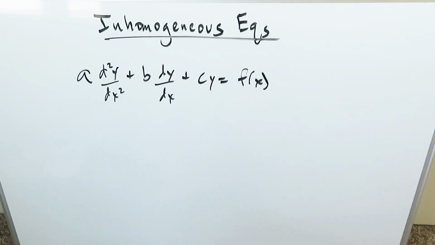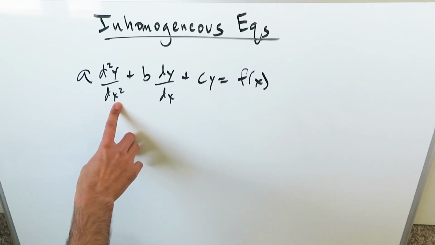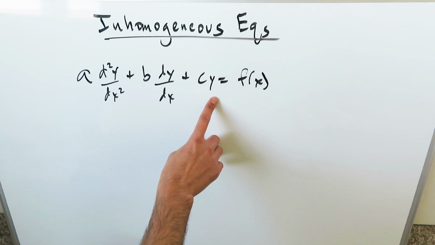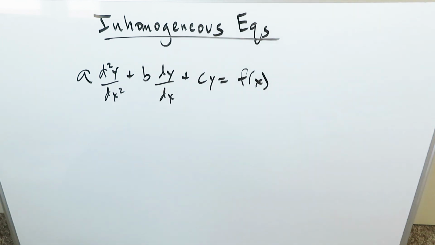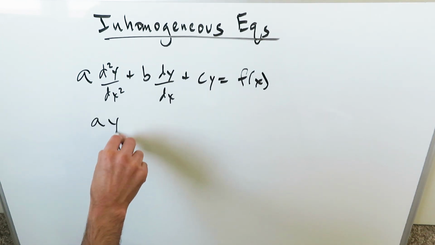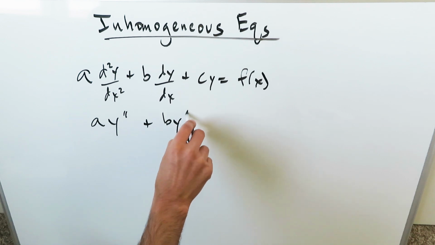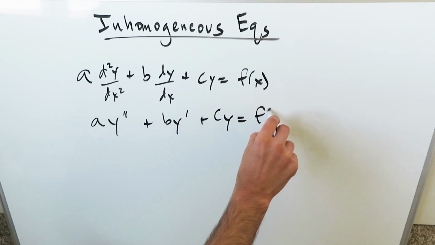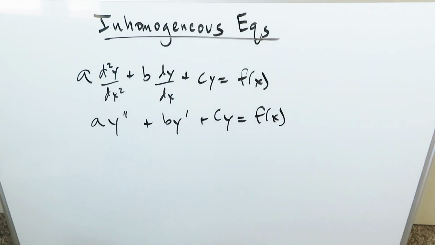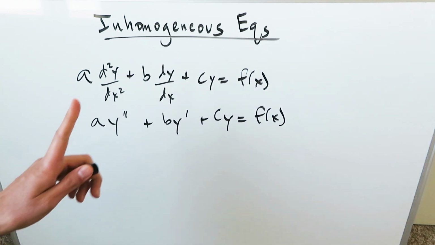We're looking here at inhomogeneous equations. It can also be referred to as non-homogeneous. These are second order. We're looking here at particular second order. You can see it right here. It's a second order, first order and then your original y. You can rewrite this as a y double prime plus b y single prime plus c y is equal to f of x. You are familiar with part of these, but the ones you are familiar with are homogeneous.